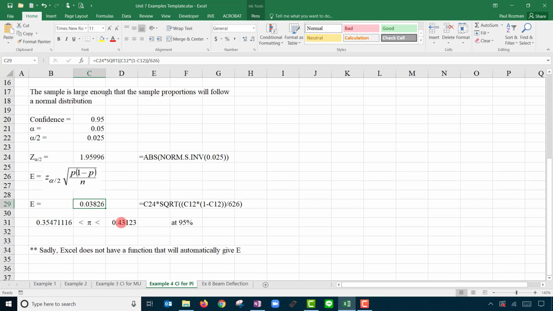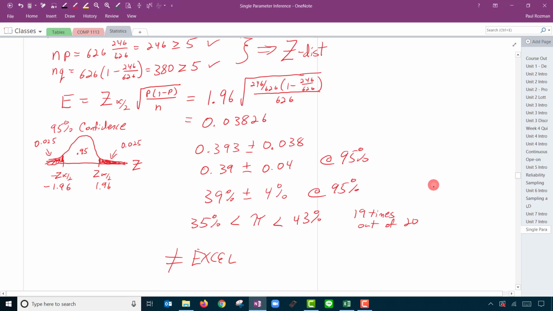So Excel doesn't help you as much on these compared to confidence intervals for the mean, but you don't have to worry about any intermediate rounding or anything. It just keeps track of everything for you. And then at the end, you can round it to whatever you think is most appropriate. So yeah, that's confidence interval for a proportion.